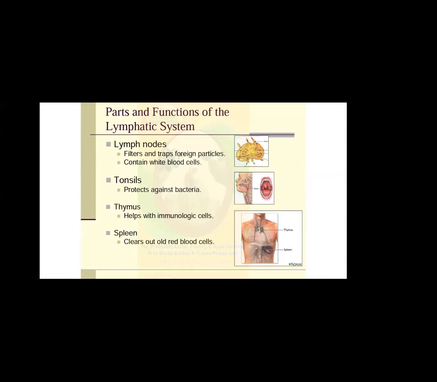So we've also got tonsils. This protects against bacteria. The same system works: they filter and trap foreign objects and foreign particles as the white blood cells are running through the body. Then we've got the thymus. This one helps with the immunologic cells. Then we've got the spleen. The spleen clears out old red blood cells.